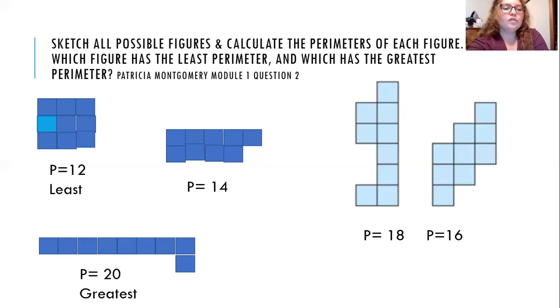So for the square shaped one, if you count each one of those sides, it equals 12. And then the next one is 14. And then down below it, add up all the sides and you get 20. And then for the two figures that they gave us, we got 18 and 16. Now out of all of those, the square has the smallest perimeter, so it has the least. And then the greatest number is the one on the bottom here that equals 20.